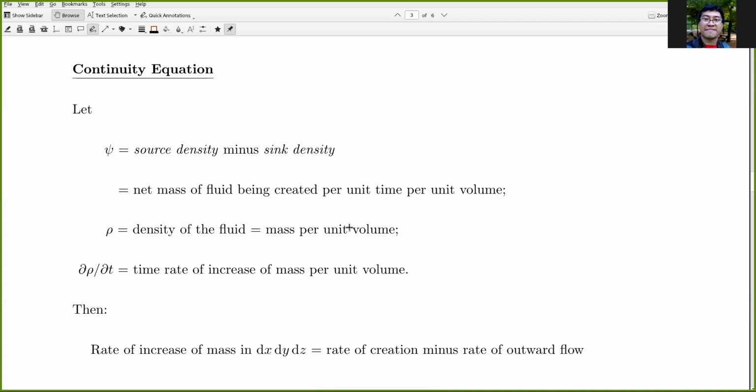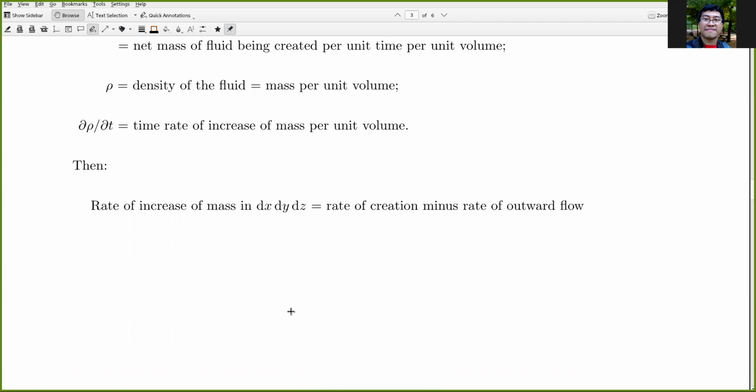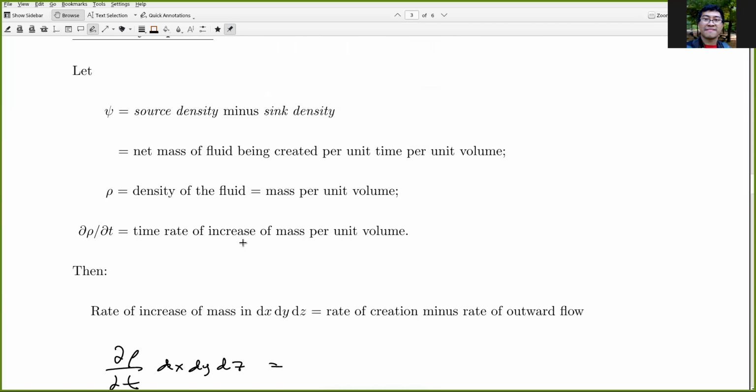Rho is the density of the fluid, so it's mass per volume. Partial rho with respect to t is the time rate of increase of mass per unit volume. Mass per unit volume is the density. So the rate of increase of mass in dx dy dz is this partial rho partial t, so increase of mass. This is mass per unit volume. Volume is dx dy dz, so we include this dx dy dz.